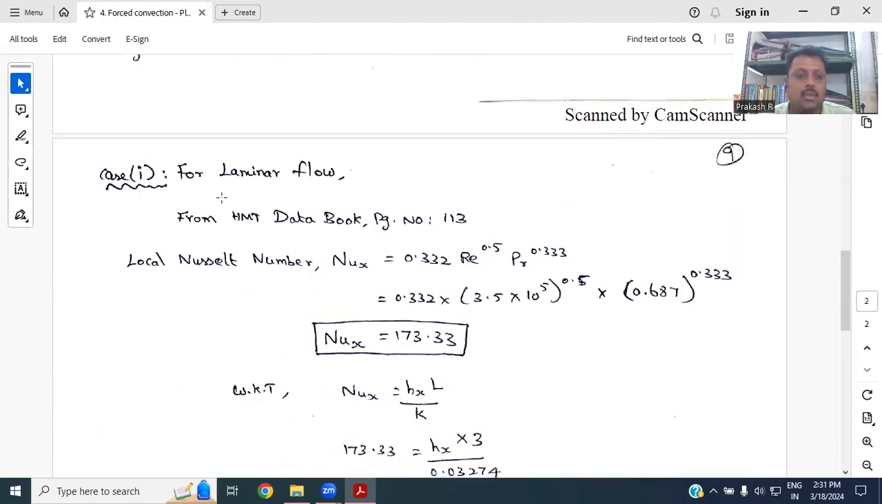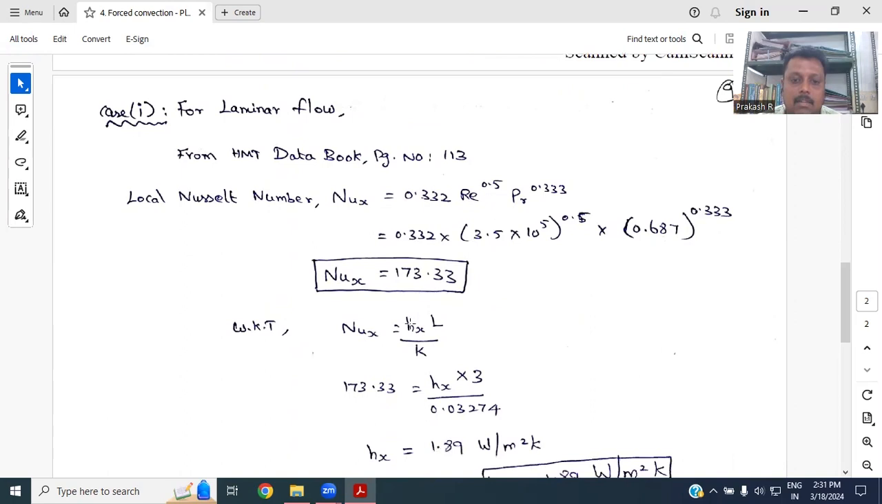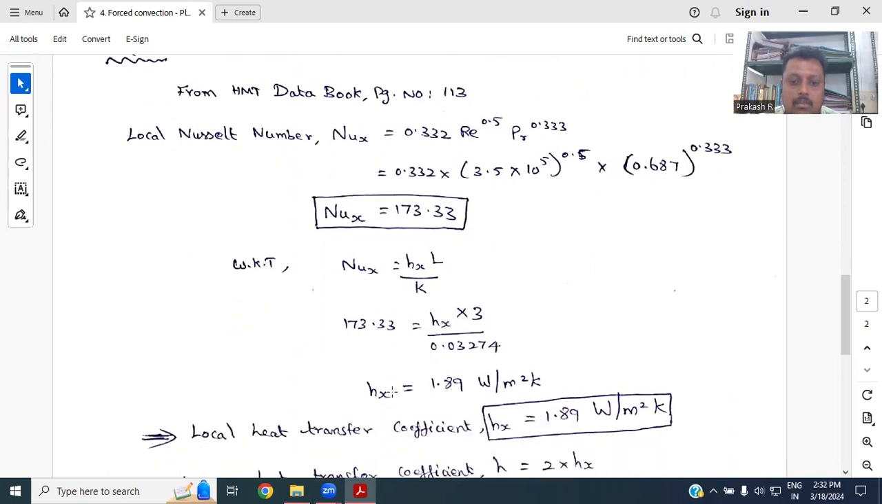So first, in case 1, when we take the laminar flow, from the HMT data book, page number 113, we need to find the Nusselt number. So Nusselt number is 0.332, Reynolds number power 0.5, Prandtl number power 0.333. By substituting the Reynolds number value and Prandtl number value, we calculate the Nusselt number value. The general equation for the Nusselt number is hL by k. Therefore, hx into L divided by k.